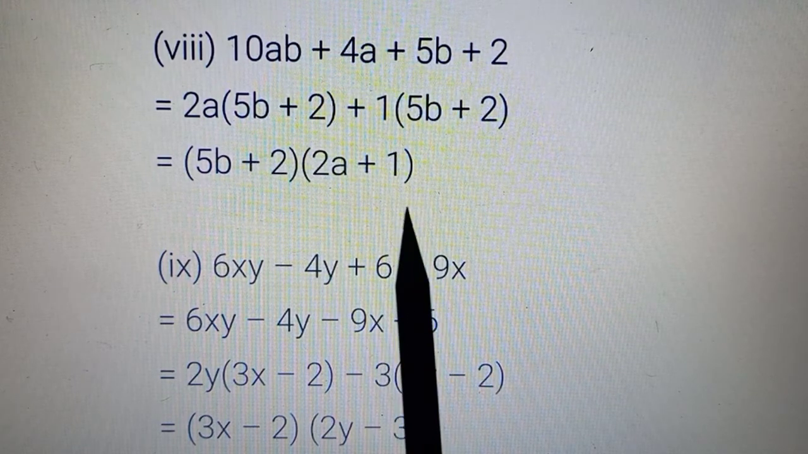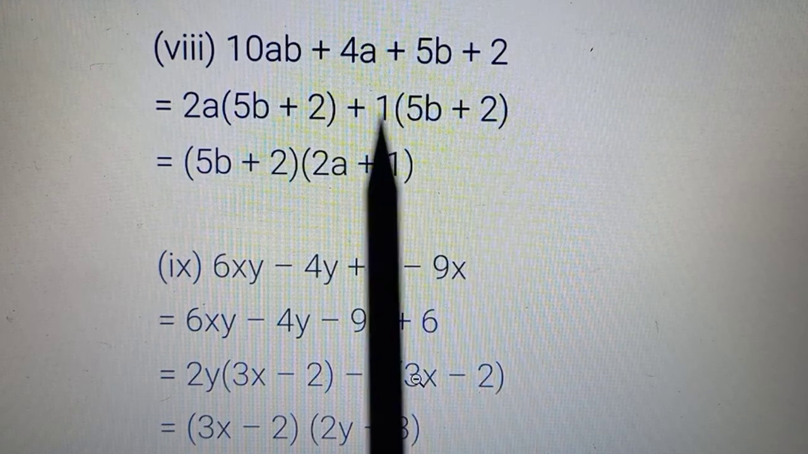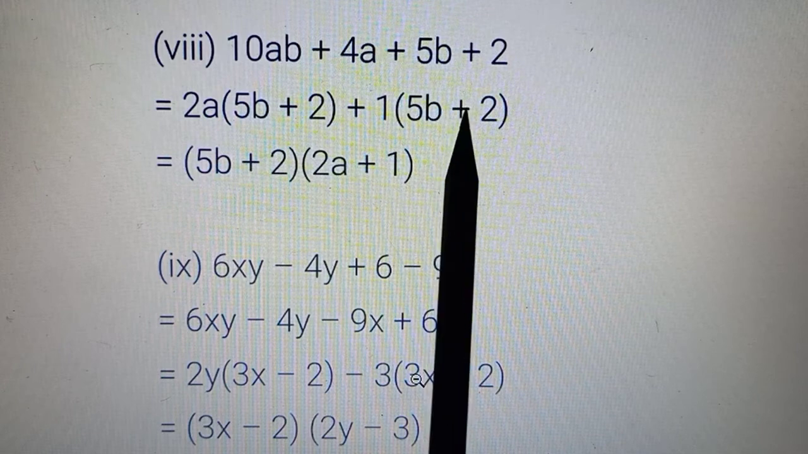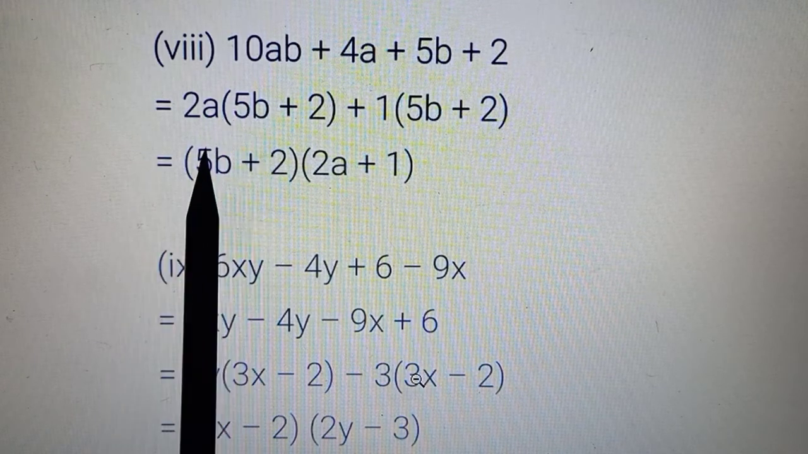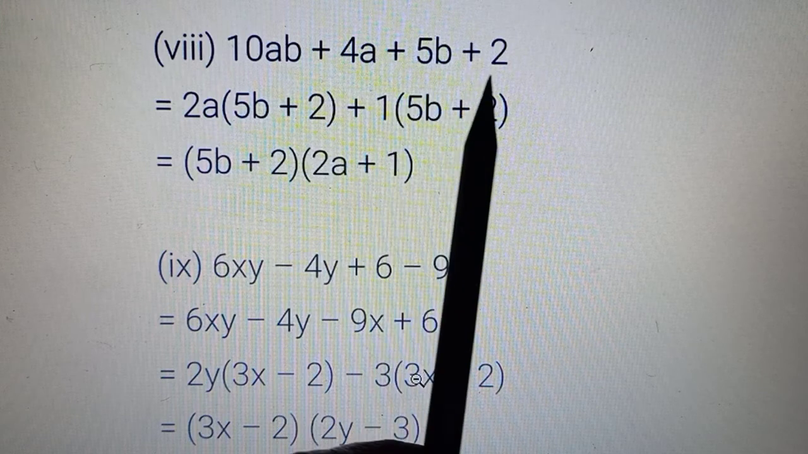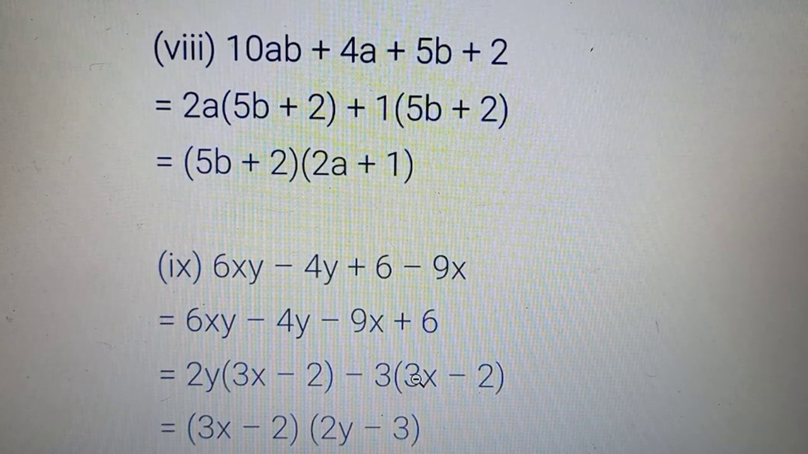Why? Because now in the next step we will be taking this 5b plus 2 common further. हमने बोला था कि हमें यहाँ पे फिर कुछ सेम फैक्टर मिलना चाहिए जिससे हम कॉमन ले सकें. तो 5b plus 2 will be taken common. So here we'll write only 2a remaining, and when everything goes 1 remains.